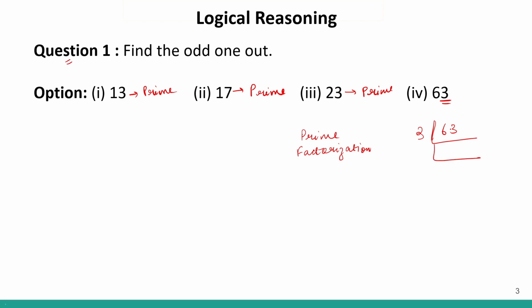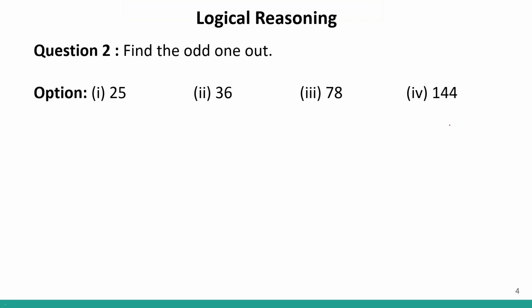How much will I get? If I start with 3, 2 and 1, then again 3 will give me 7. So the factors are 3, 3 and 7. Therefore, for prime numbers, there are only 2 factors, 1 and the number itself. So this does not hold true for 63, hence 63 is the odd one out. Clear? Now, question number 2. Again, 4 options are given to us and we have to identify the odd one out.